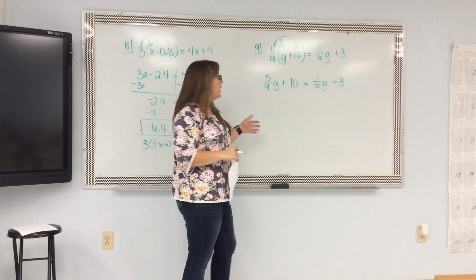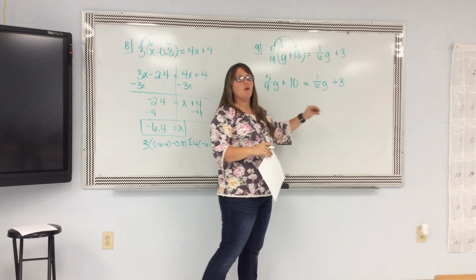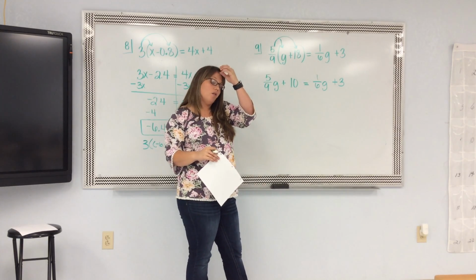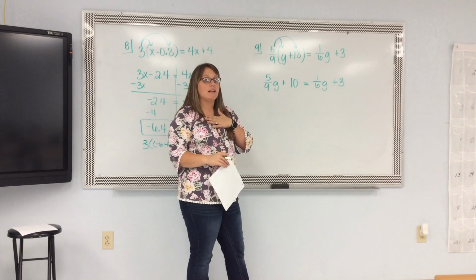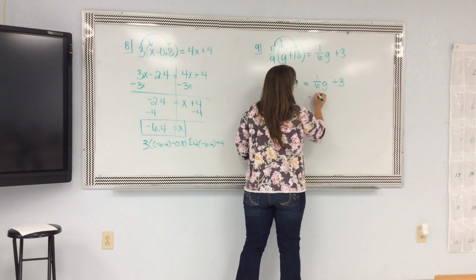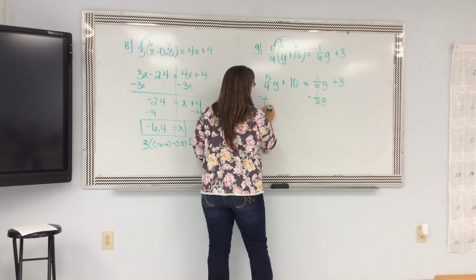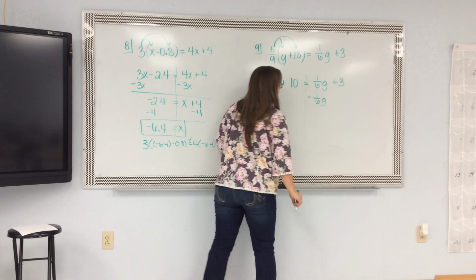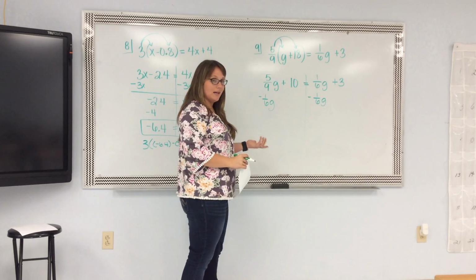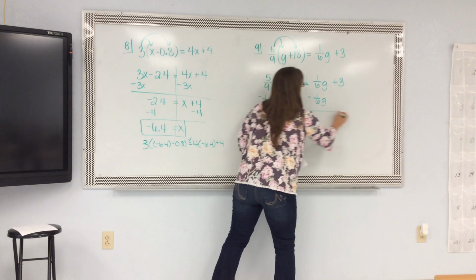My parentheses are gone. Now I need to get rid of my g's. 1/6 g is smaller than 5/9 g, so that's the one I'm going to get rid of first. If I have 1/6 g, to get rid of it, I subtract it. If I do it to one side, I do it to the other. We drop that line through my equal sign, so that way I make sure I'm balanced.